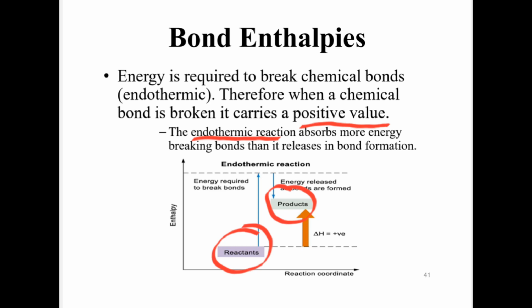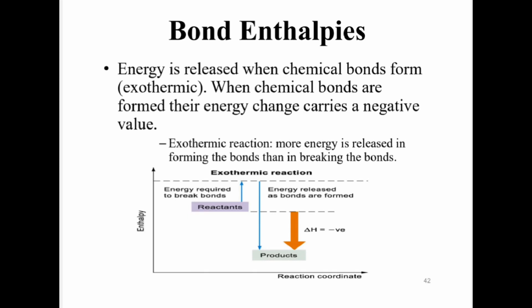ሰፕላይ ማድረግ አለብን ማለት ነው። Therefore the change in enthalpy is positive for an endothermic reaction ማለት ነው። So ይሄ ማለት more energy is required to break bonds than the energy required for formation of bonds ማለት ነው። All right, so energy is released when chemical bonds form, and this makes it an exothermic reaction.